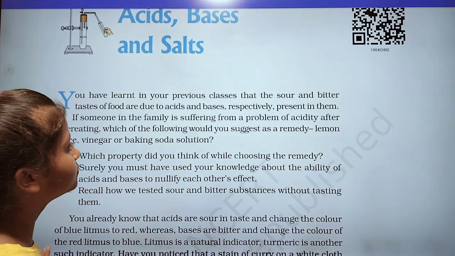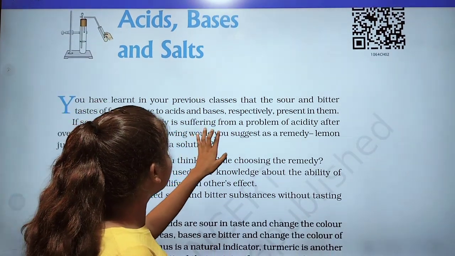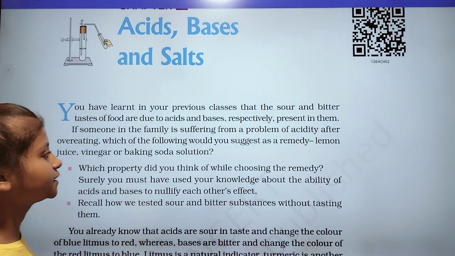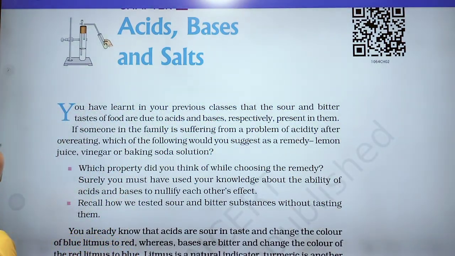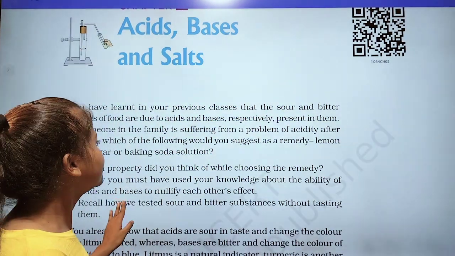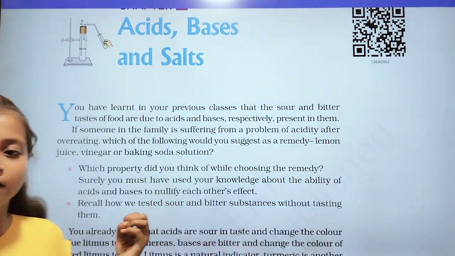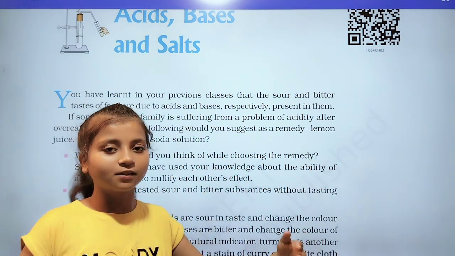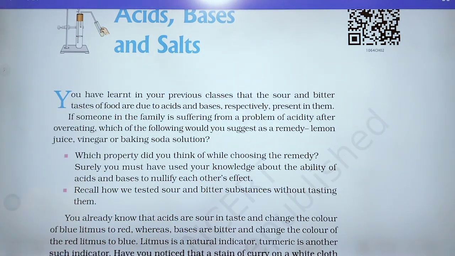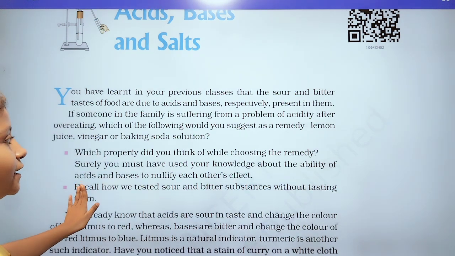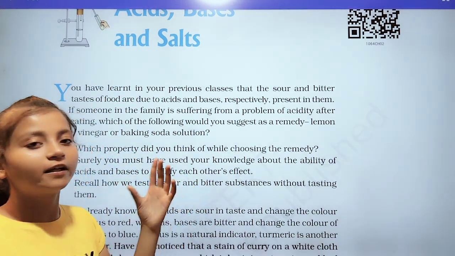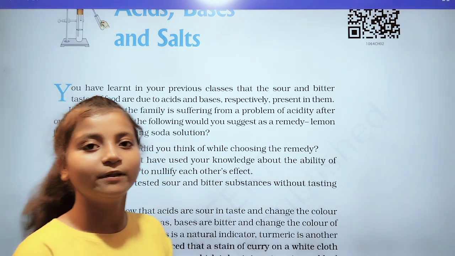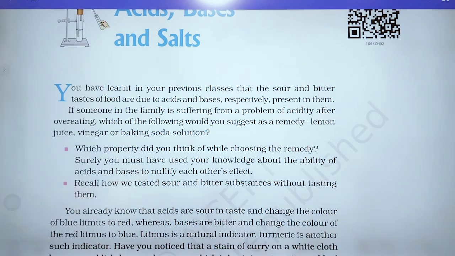Now, if someone in the family is suffering from a problem of acidity after overeating, which of the following would you suggest as a remedy: lemon juice, vinegar, or baking soda solution? It means someone in your family is suffering from acidity after overeating. So which remedy will you suggest? Lemon juice, vinegar, baking soda solution. Tell me.